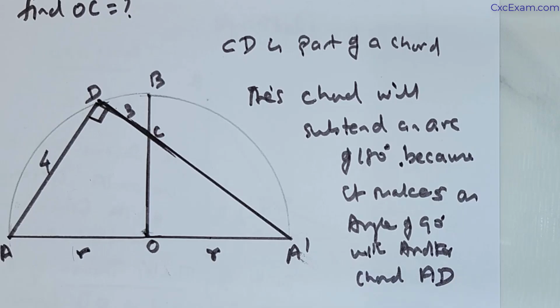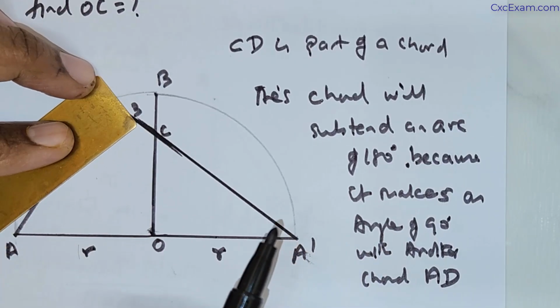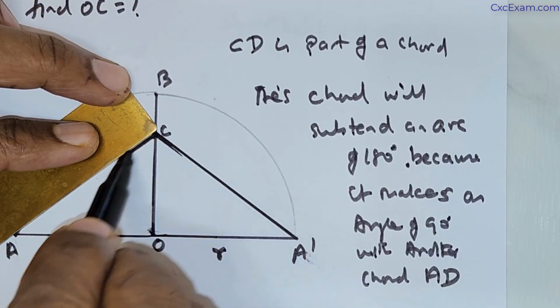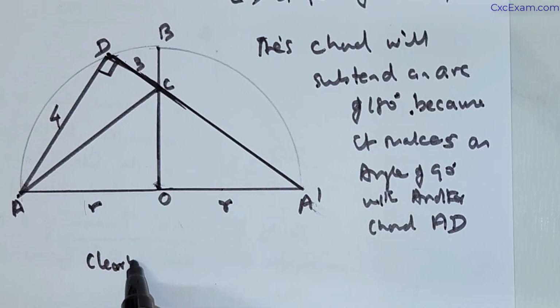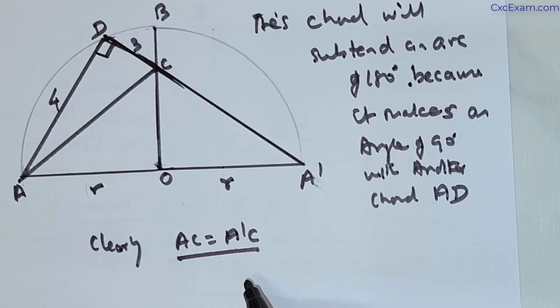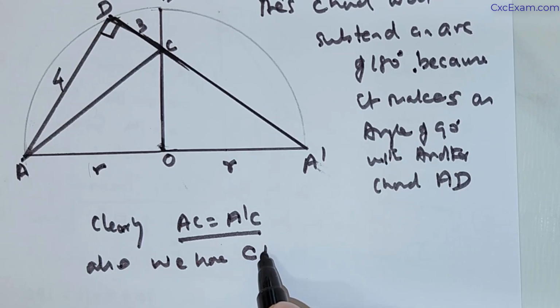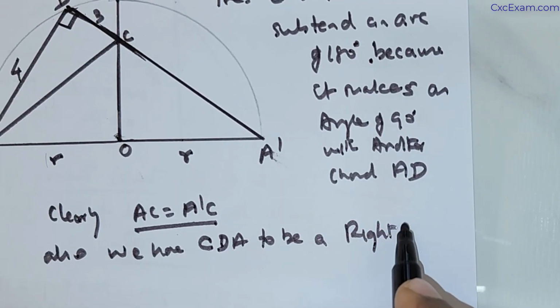Okay, fair enough. Now what I wish to do is connect A with C. Okay, connect this point A with C. Now clearly AC will be equal to A dash C. That is a very important observation. Also, we have CDA to be a right angle triangle.